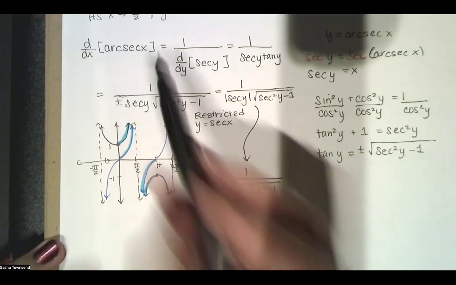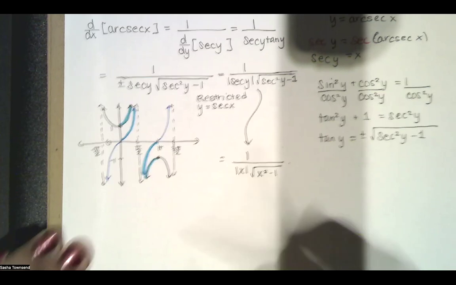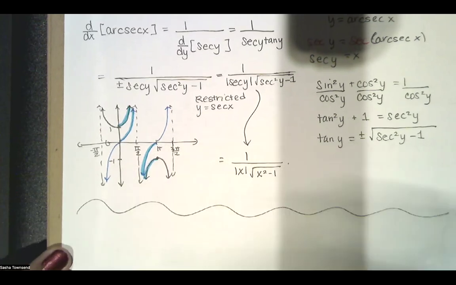Okay, so the derivative of arc secant is 1 over the absolute value of x times the square root of x squared minus 1. Let's do the same thing for arc cosecant.